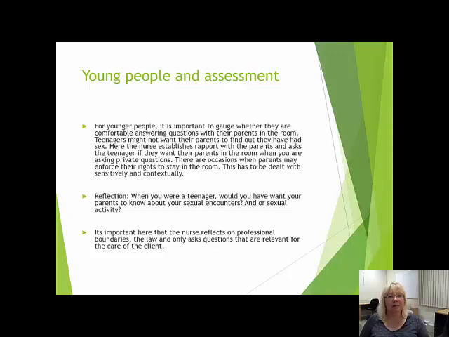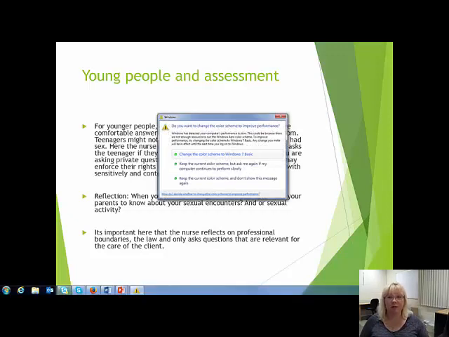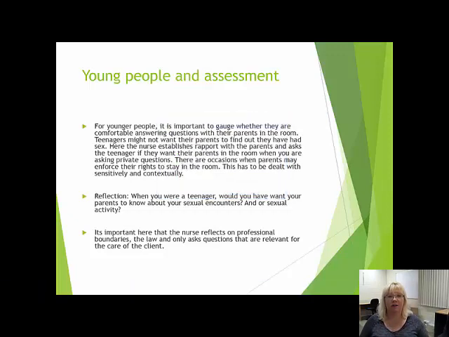So for younger people, when you're interviewing them, it's really important that you gauge how comfortable they are answering questions, particularly if their parents are in the room. So you might say to the young person, look, do you want your mum and dad in the room while I ask you these types of questions? Are you okay with that? And teenagers might not want their parents in the room.